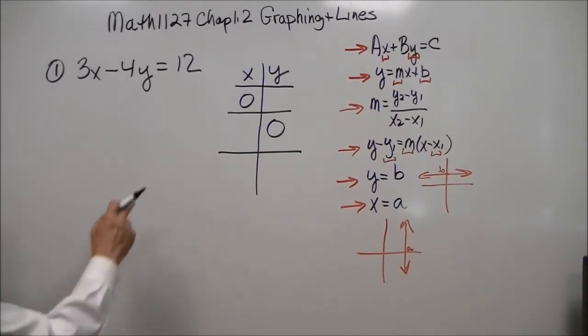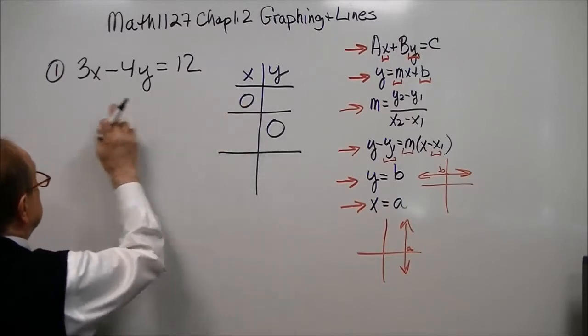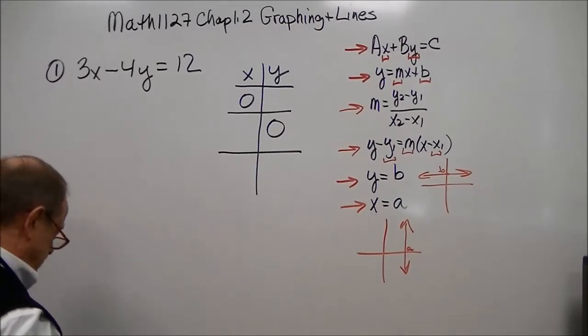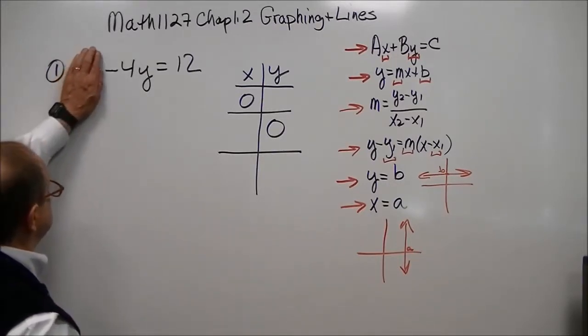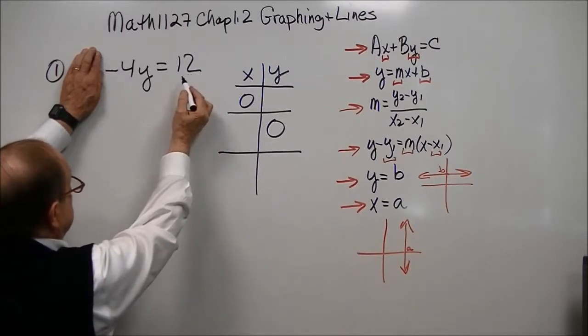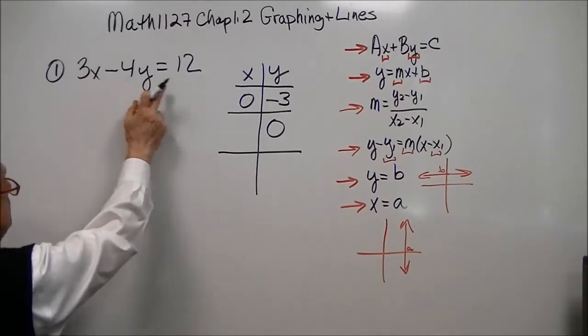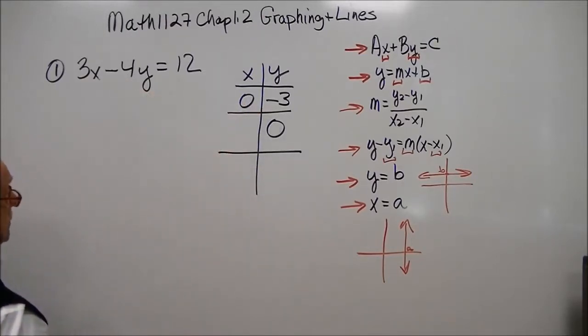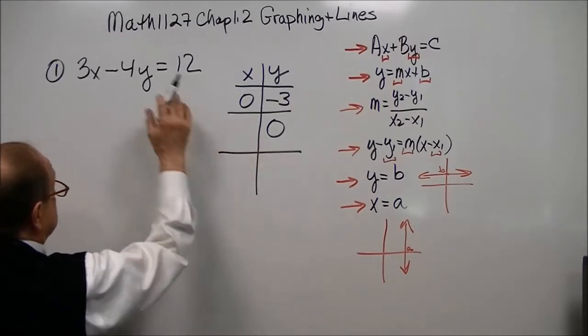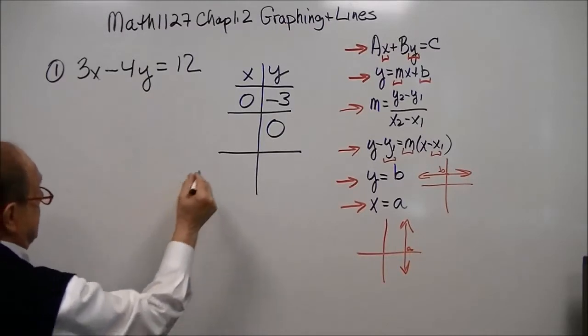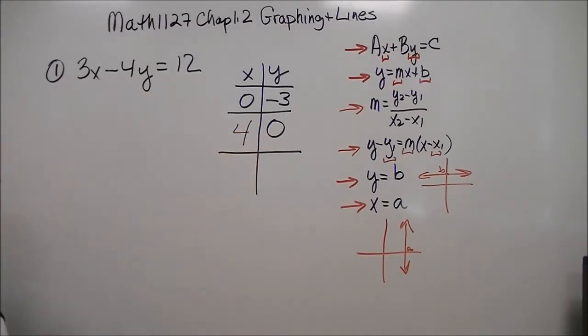So we're saying that if x is 0, what will y become? Well, we get -4y equals 12, and we're going to divide both sides by -4. We get y equals -3. Now, if y is 0, this becomes a 0. We divide both sides, and x becomes 4. And they sometimes ask us to graph one other point.